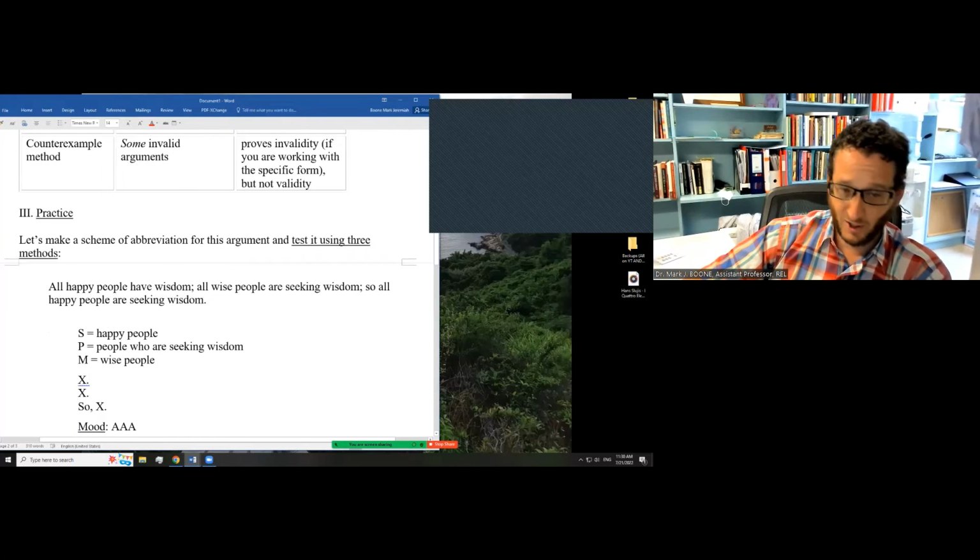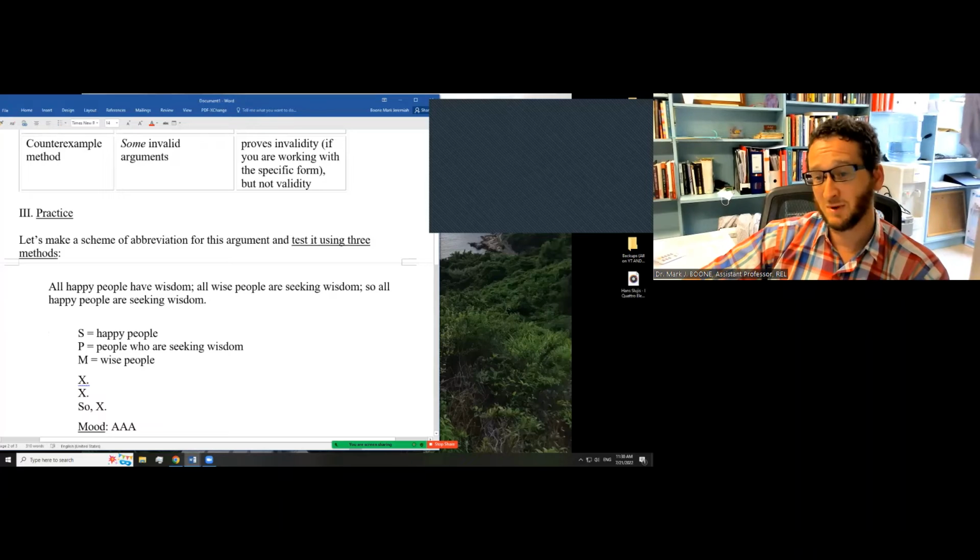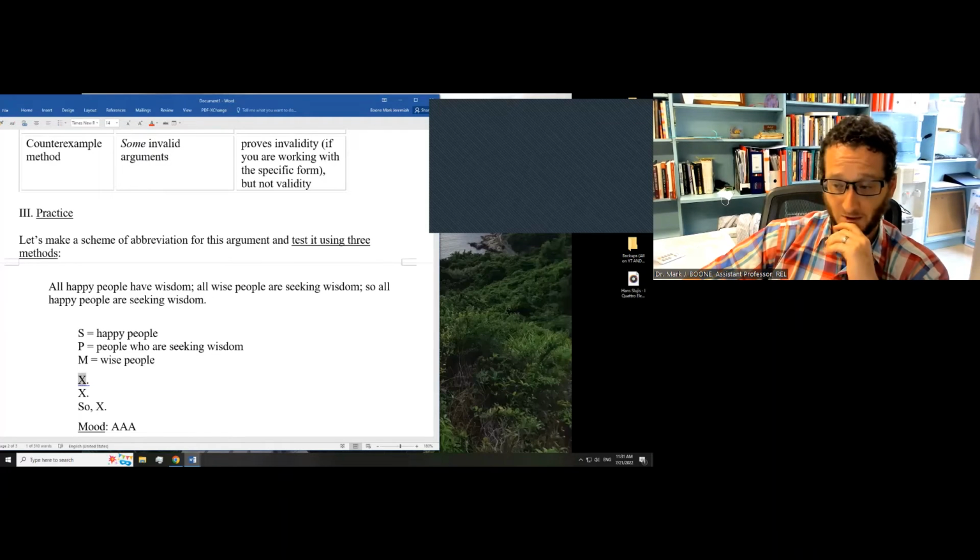In any case, the argument is: all happy people have wisdom, all wise people are seeking wisdom, so all happy people are seeking wisdom. So the minor term is happy people, the major term is people who are seeking wisdom, and the middle term is wise people. And our first premise is the major premise. You have to put the major premise first when you put it into standard form. And the major premise is the one with the major term and the middle term.